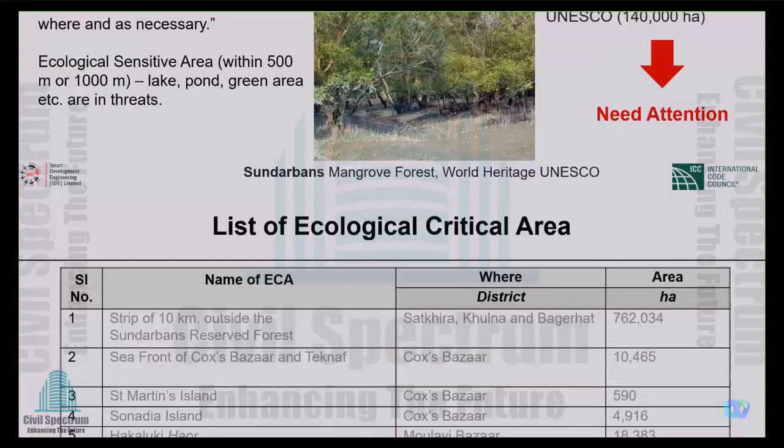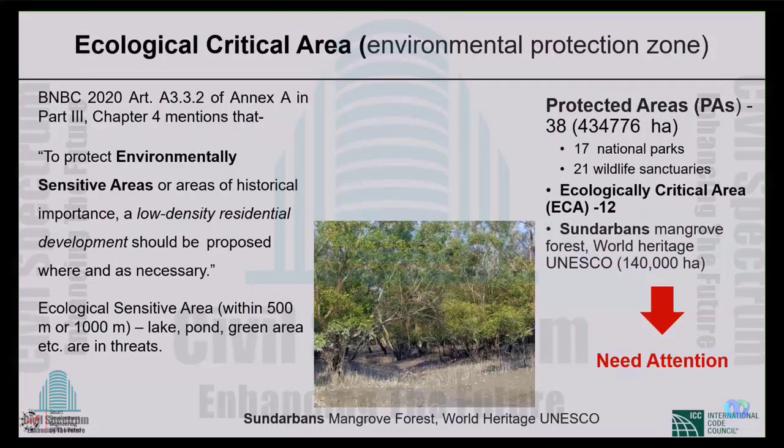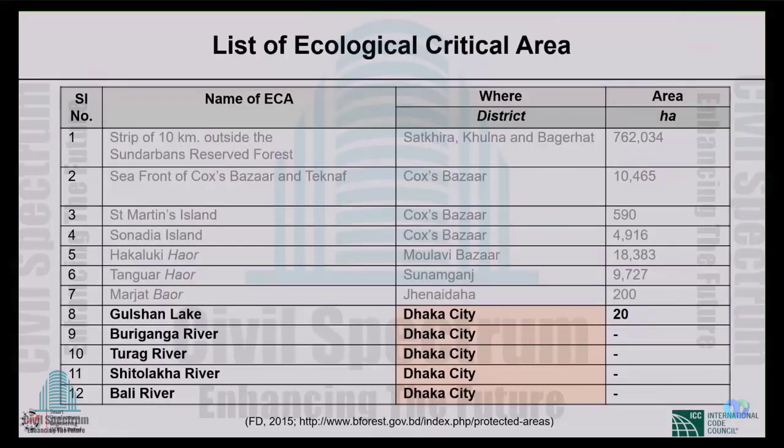what you're talking about here is protected areas, there are 38 protected areas, and ecological critical areas, there are 12. Out of 12, these 12 are already endangered, already threatened. So we need to pay attention to that. Out of the 12 listed here, you can find 5 around Dhaka city.